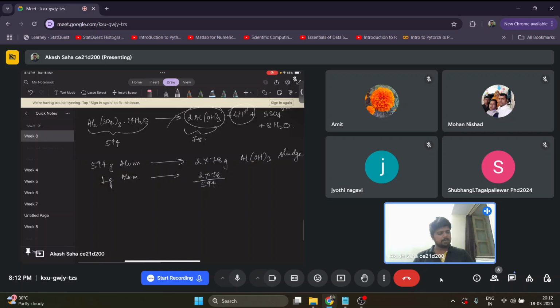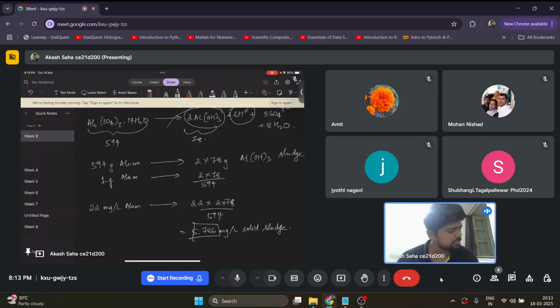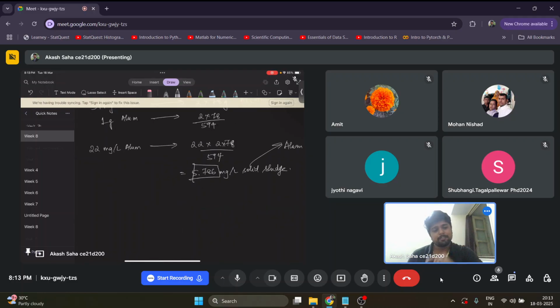Now alum dose is given as 22 milligram per liter. So for that it will be 22 into 2 into 78 divided by 594. So we'll get it as 5.786 milligram per liter of solid sludge. So this much of sludge is being formed from the alum. Okay, but in the question some influent and effluent suspended solids are also there. So that will also form some sludge.